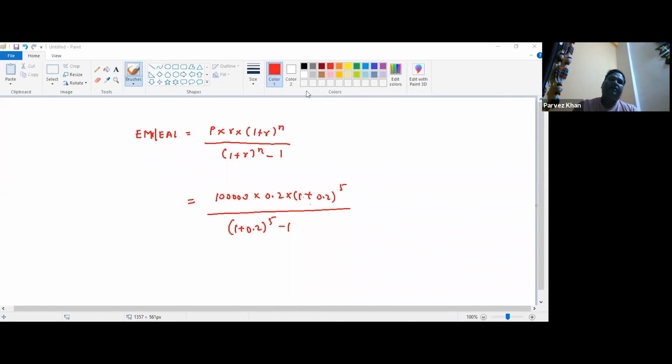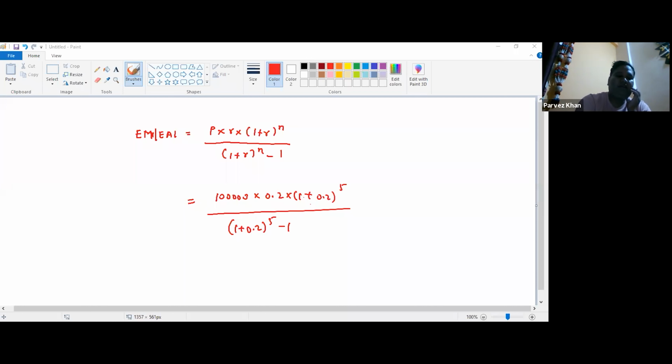Rate of interest is 20%. Just solve the question. I have given 20%, don't worry. Done. Everybody got the answer? Yes, sir. No doubt? No, sir. Okay.